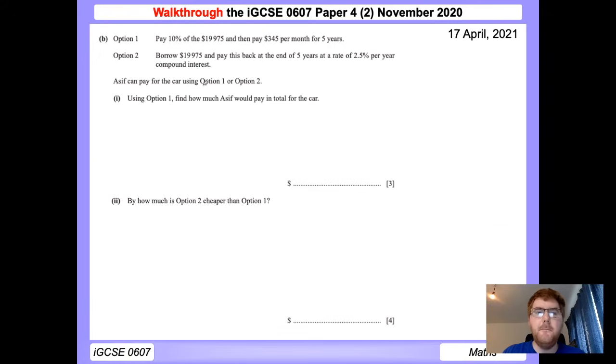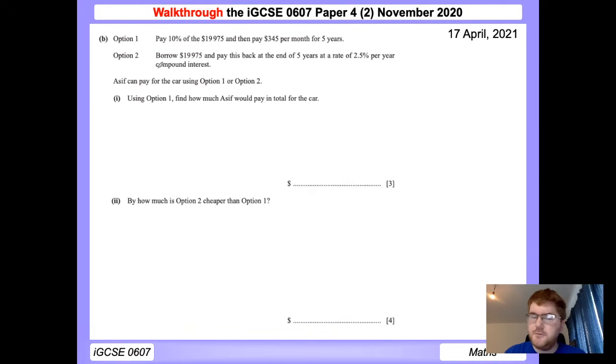Okay, so in part B, Asif's got 2 different options to actually pay for the car. The first option is you can pay 10% of the $19,975, which he's paying for the car, and then pay $345 a month for 5 years. Option 2, you can actually borrow the $19,975 and pay this back at the end of 5 years at an interest rate of 2.5%. We'll look at that in part 2. So Asif can pay using either option. Using option 1, how much will Asif pay in total for the car?